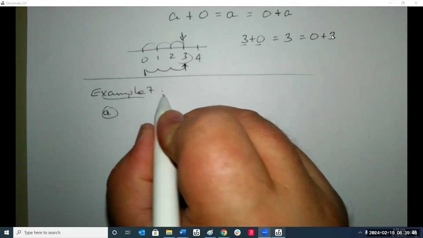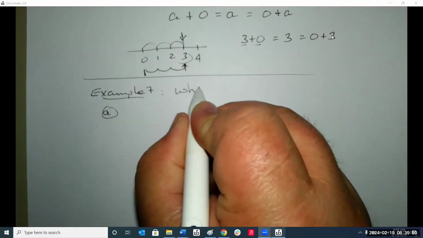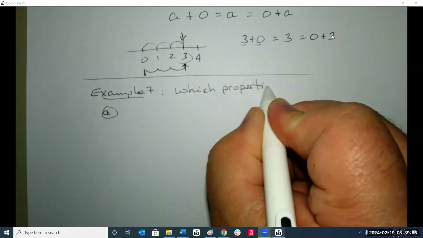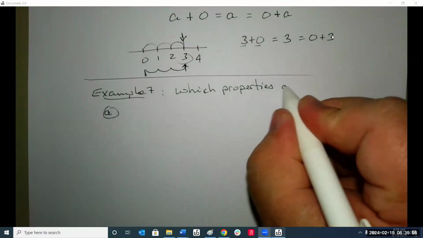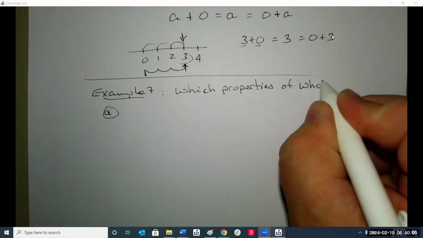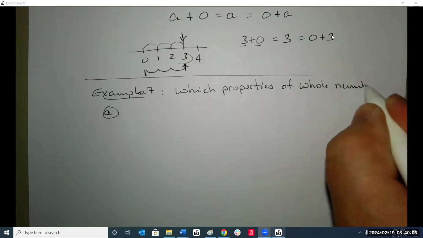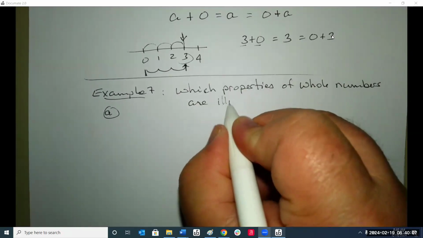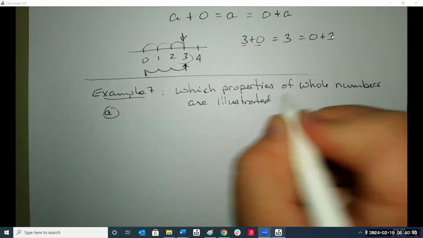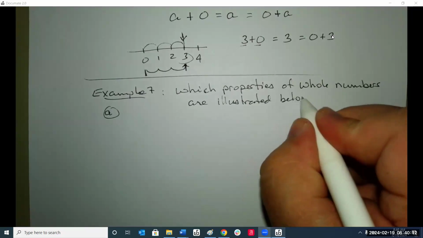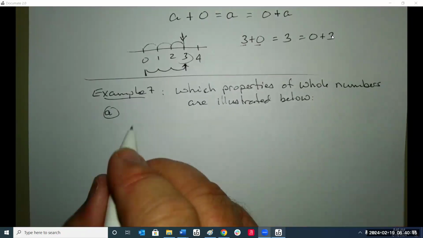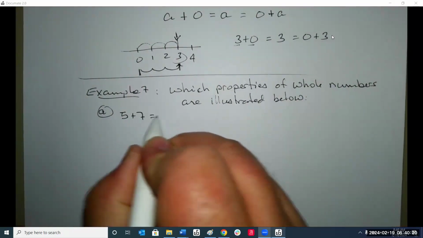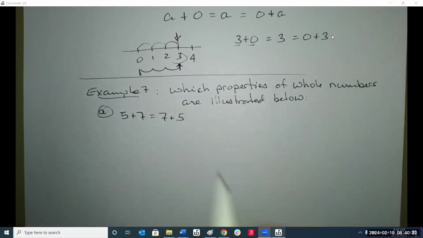The instructions here are: which properties of whole numbers are illustrated below. The first one: 5 plus 7 equals 7 plus 5.